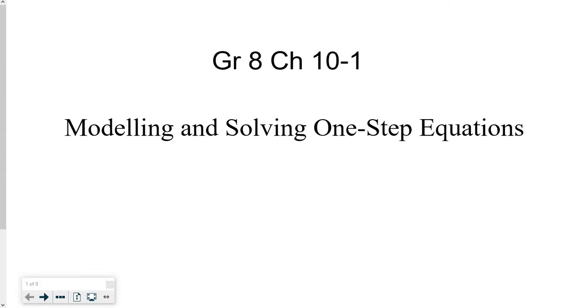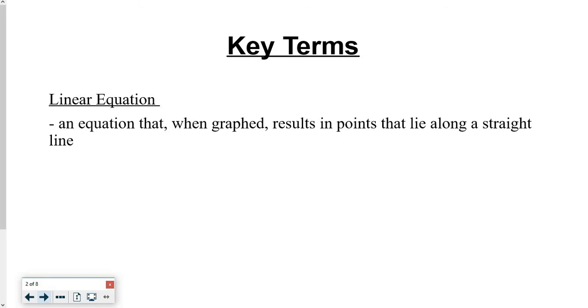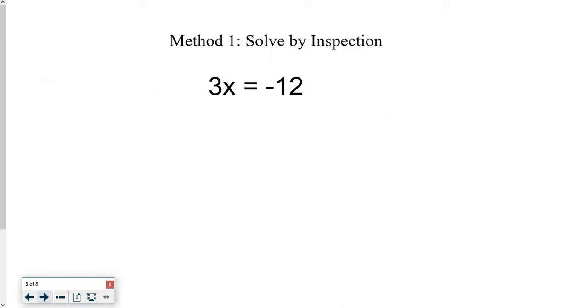This is grade 8, chapter 10, part 1, modeling and solving one-step equations. A linear equation is an equation that, when graphed, results in points along a straight line. So a linear line is a linear equation. It's an equation that, when plotted, gives you a straight line.